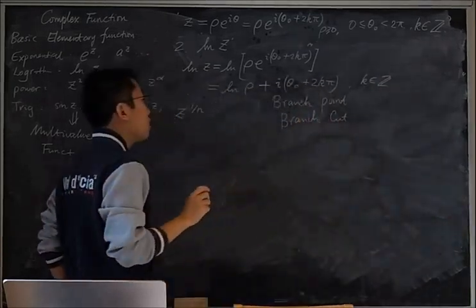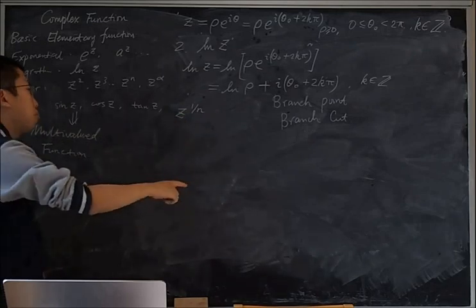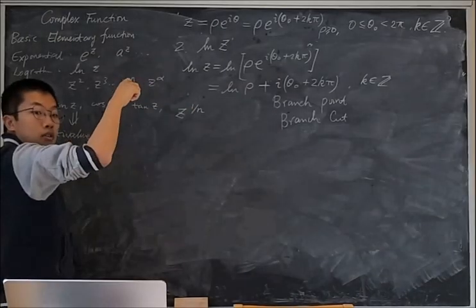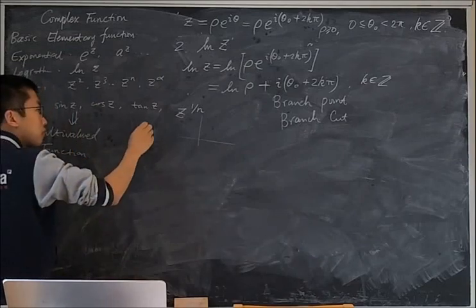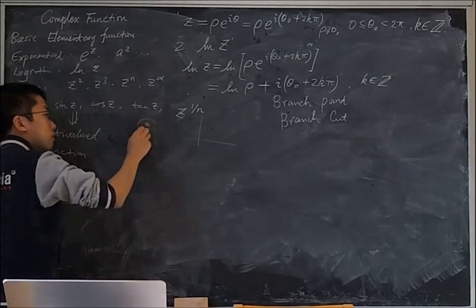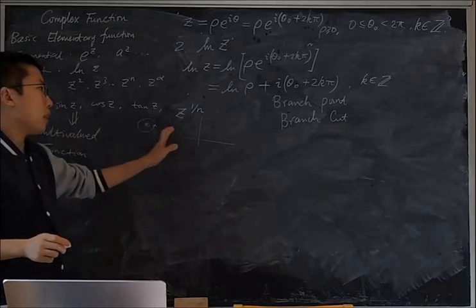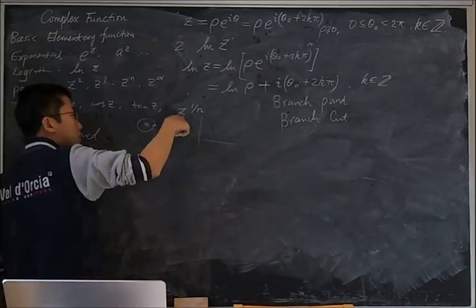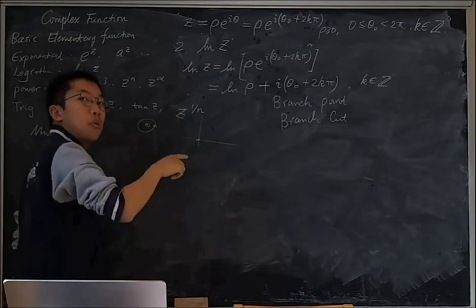Okay, so let's look at this case. The branch point refers to some specific point on the complex plane such that if the value of z goes around a circle around this point, then the function value does not return to the initial value. For example, in the case of z to the power of 1 over n, z equals 0 is the branch point.